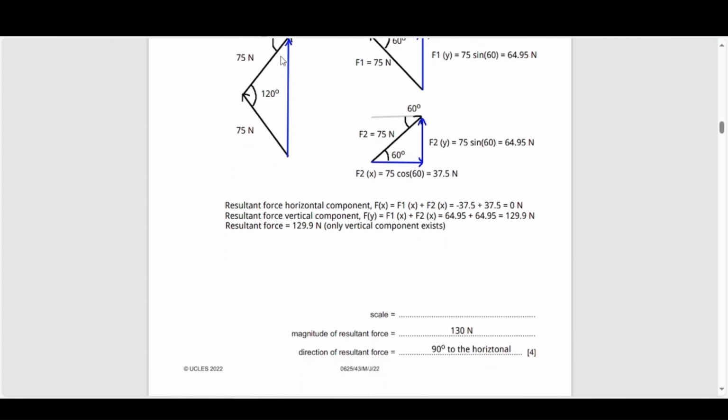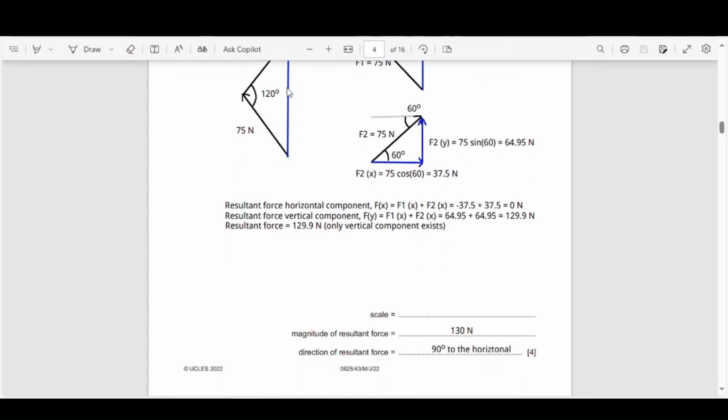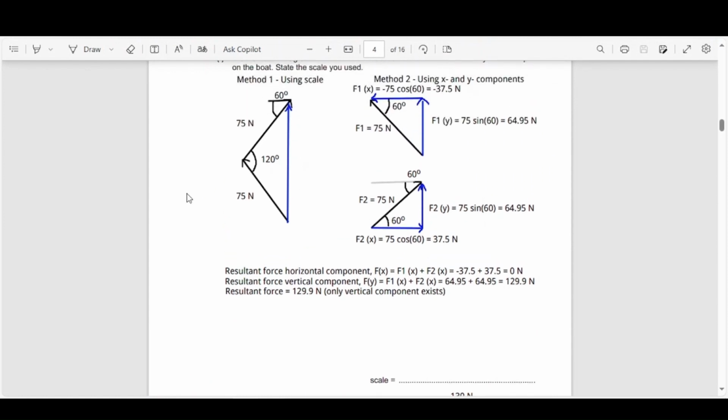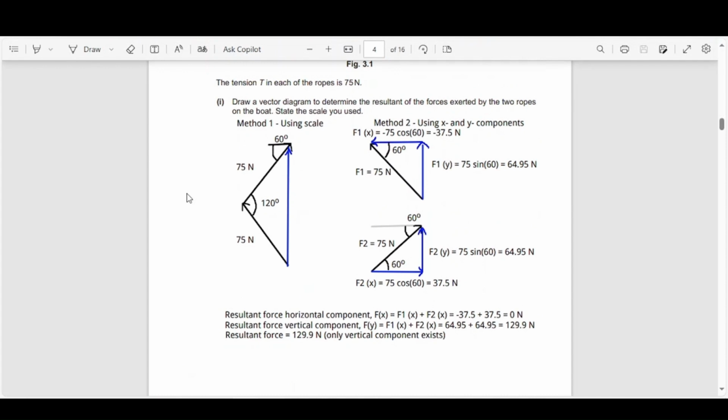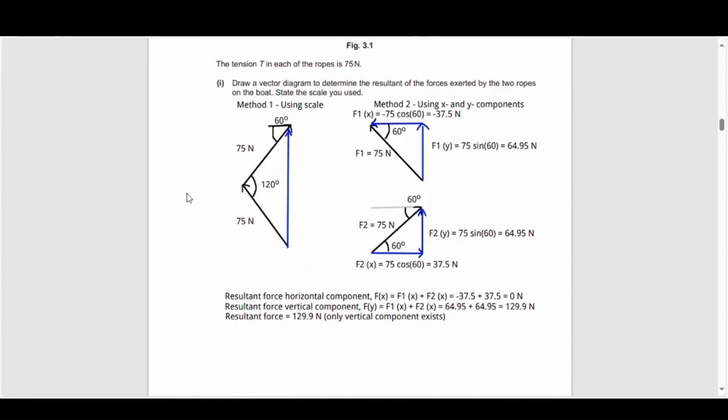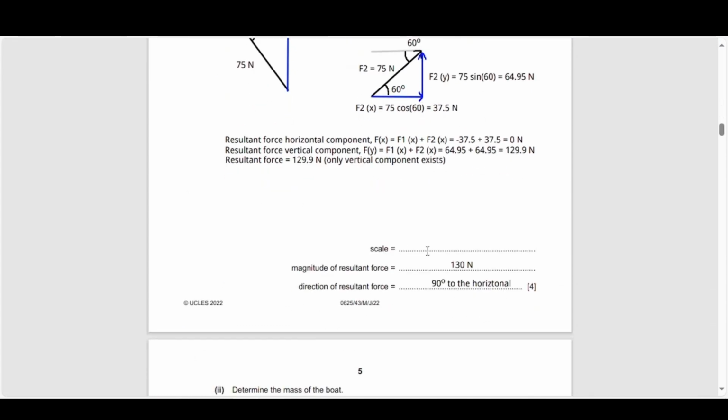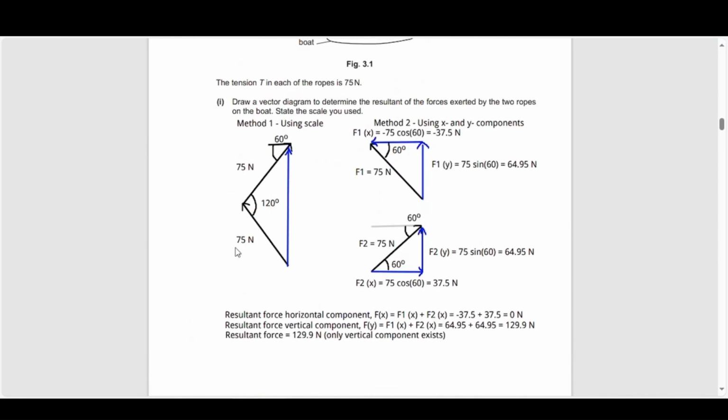So if you did draw it to scale, you will find that it will have a length of around 13 centimeters. Or rather, yeah, so it'd have a length of 13 centimeters. So that would be 130 newtons, because the scale is 1 centimeter is 10 newtons. And you can find that the direction of the resultant force is 90 degrees to the horizontal.